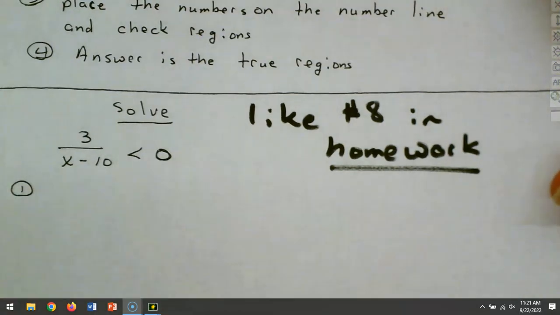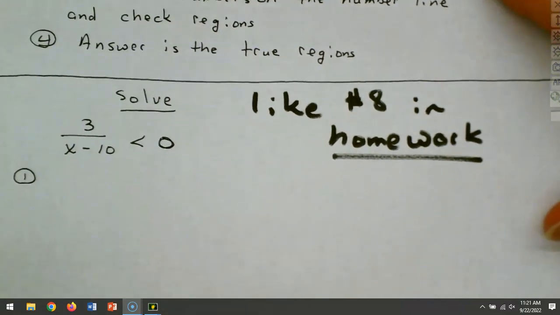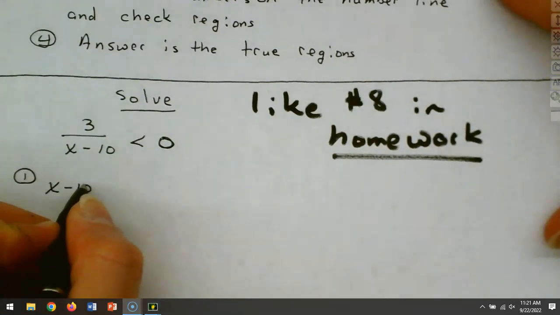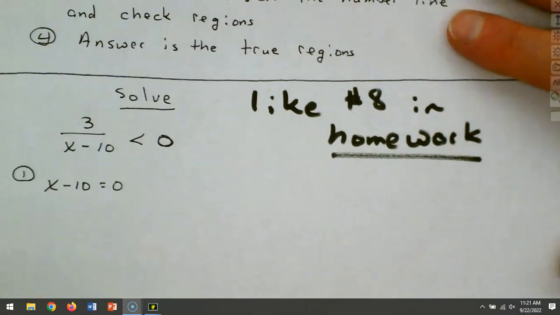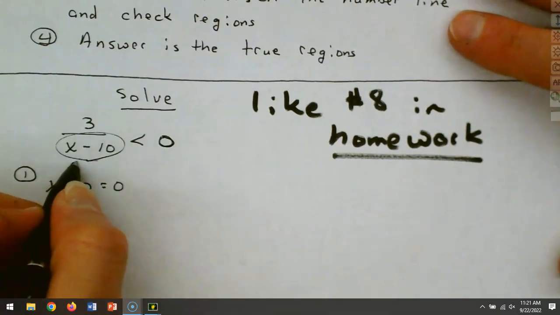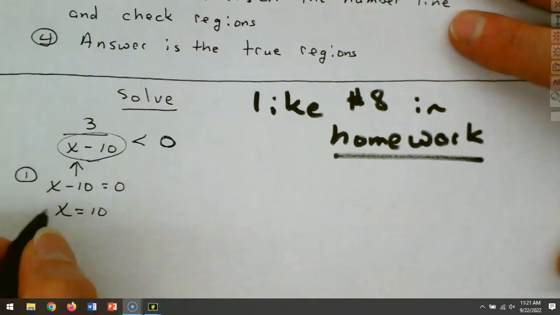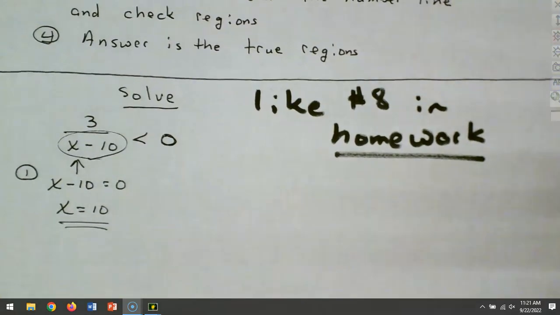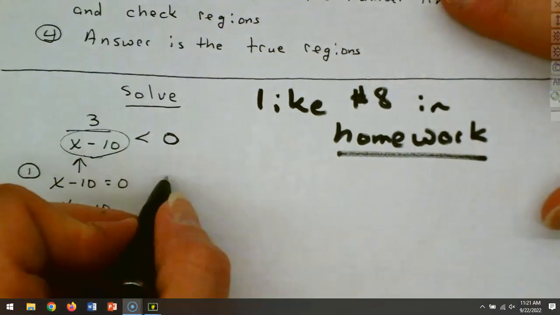We need to find the number or numbers that are not in the domain. So how do we handle that? Well, we set our denominator equal to 0. So x minus 10 equals 0. Because that's our denominator here, right? And then what does that give you? Yep, x equals 10. So there's one of them. And we need to make sure we keep track of that, because that's going to go on the number line in a moment. So that's step number 1.